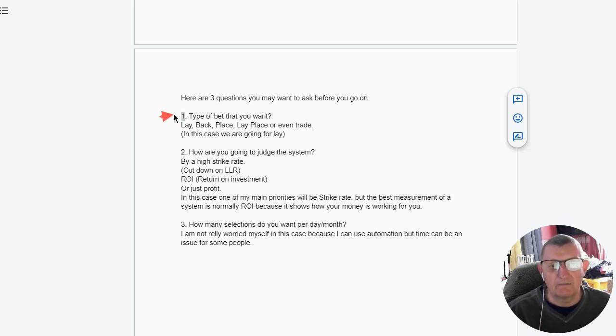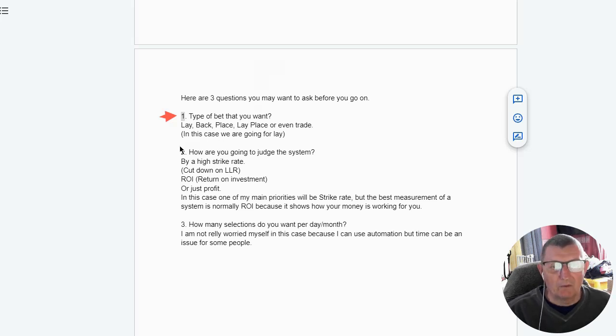What type of system do you want? Do you want a lay system, a back system, a place system, a place lay system? Do you want a trading system? Do you want some kind of in-running system? That kind of thing. You're starting off going, okay, so today I'm going to create this. Today we are actually going to create a lay system on favourites. I thought that would be a good subject because laying favourites is not easy, so I thought that would be a good subject to start with.